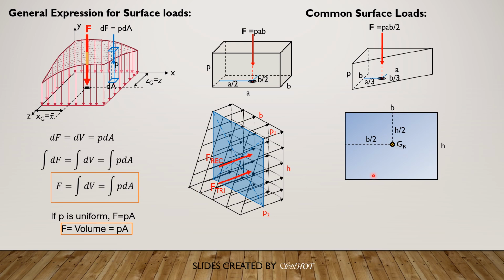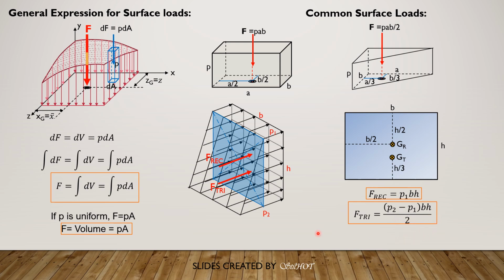Then for the triangular portion, it acts below the GR and it acts H over 3 from the bottom. So that's the centroid. It is where the F triangular force passes through, and the distance is B over 2 from the left and H over 3 from the bottom. Then for the total force, call that F. So F rectangular is P1BH, F triangular is 1/2 times quantity P2 minus P1 times BH.